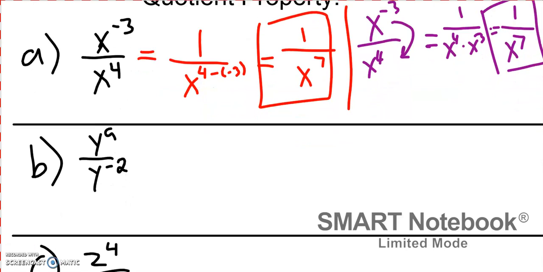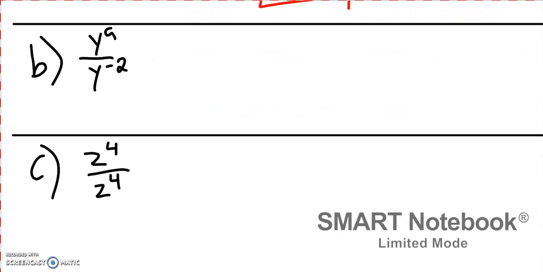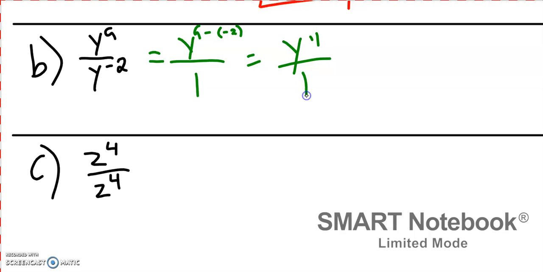Let's look at B. So we have y to the 9th over y to the negative 2nd. Well, again, I'm going to use the trick that I use. And I see, okay, 9 is greater than negative 2. So we're going to have y in our numerator. It's going to be 9 minus negative 2. And we get y to the 11th over 1. Or again, we can just write it as y to the 11th.